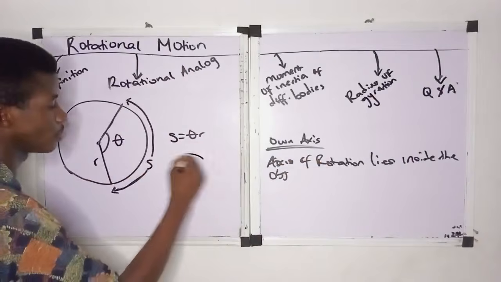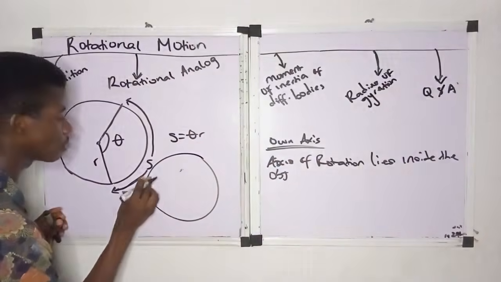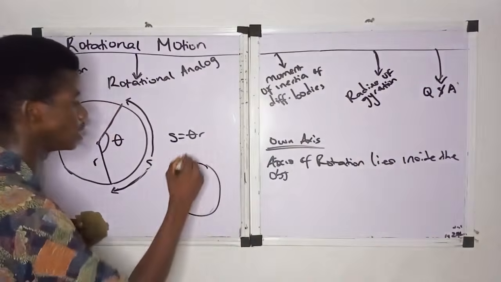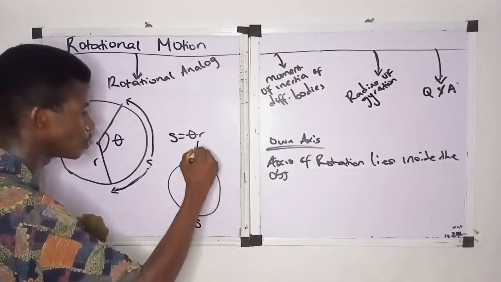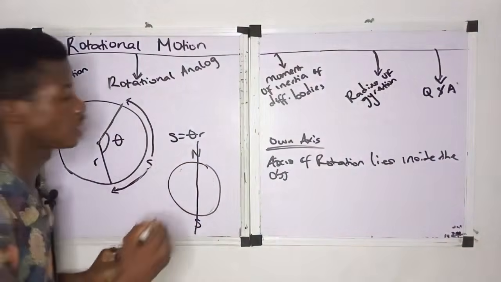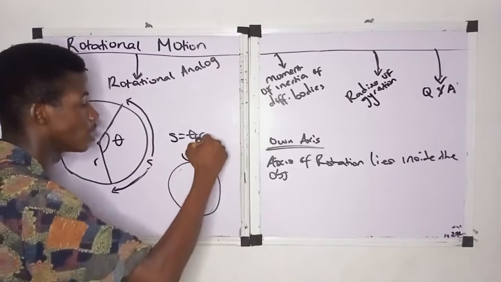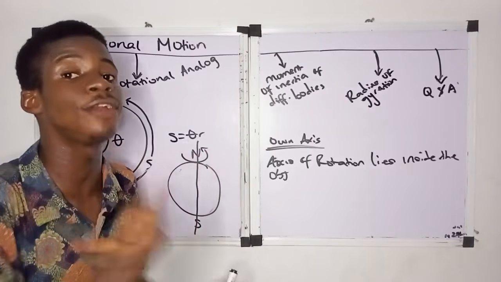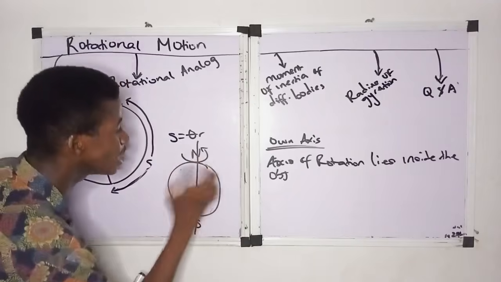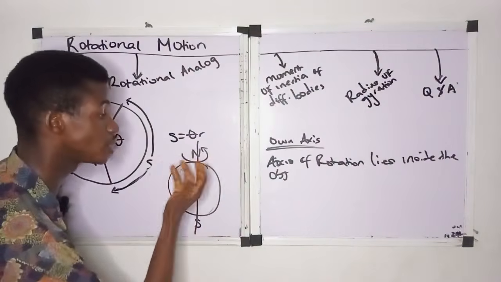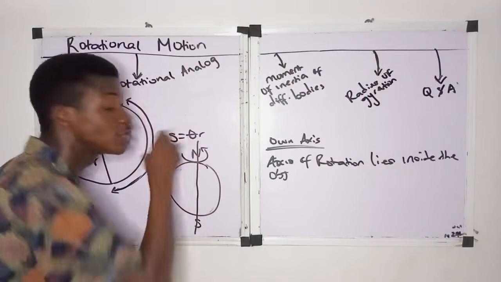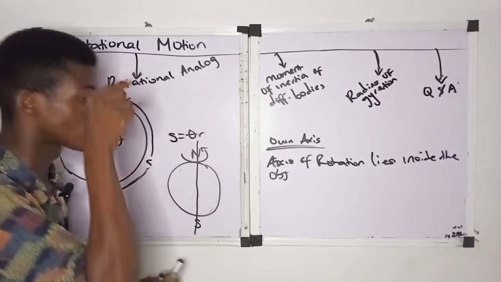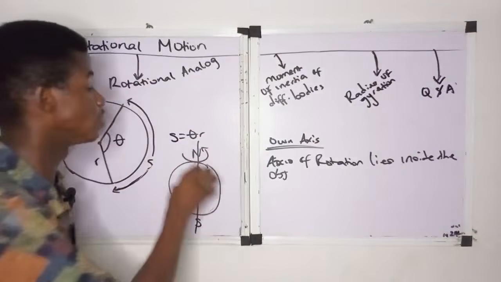Let's say this is the Earth, for example. Let me draw it well. So this is the Earth, this is the north, and this is the south, and this is an imaginary line. The Earth usually rotates around its own axis every 24 hours. So this type of motion is a rotational motion.